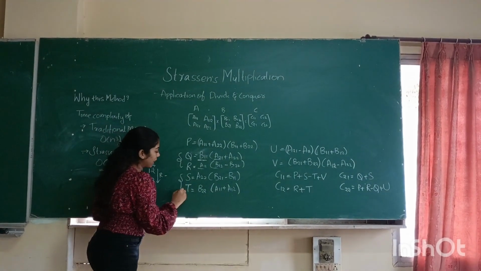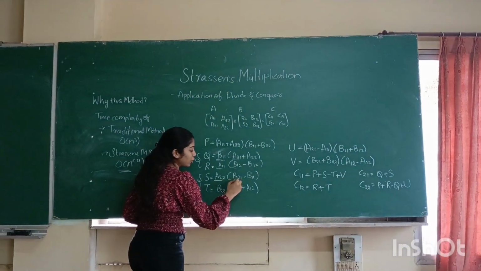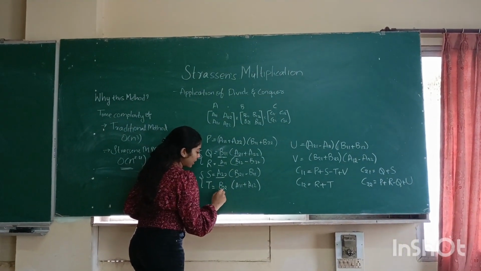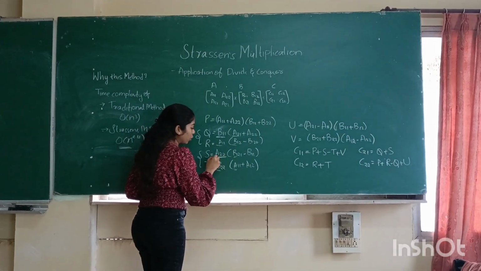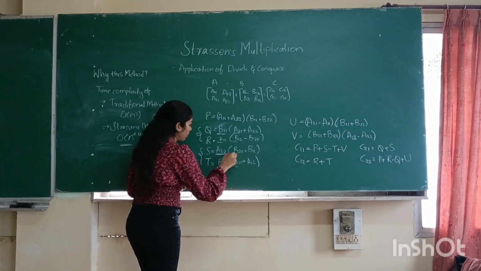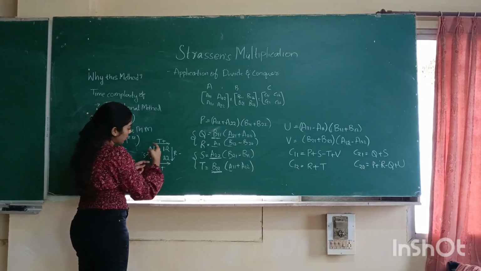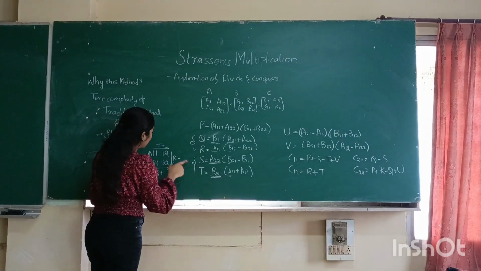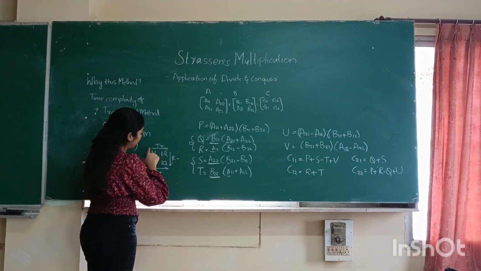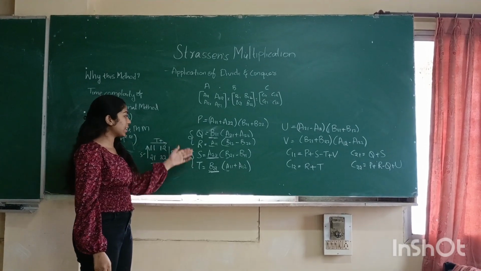Coming to S and T, same as this. Consider A here, so inside it should be B. Here B is there, so inside it should be A. Like that, first it is A22 and this is B22. For S, it is bottom to top, so B21 minus B11. And for T, it is left to right, so A11 plus A12. Like that, you can derive the formulas for these.